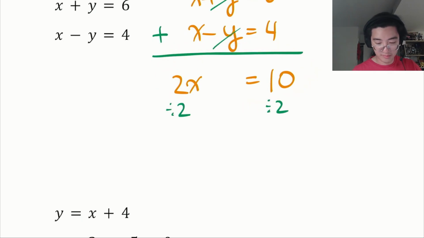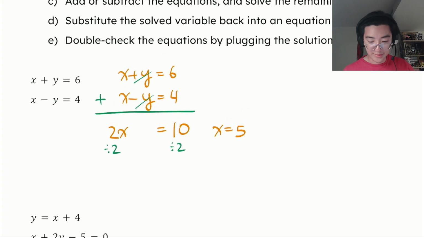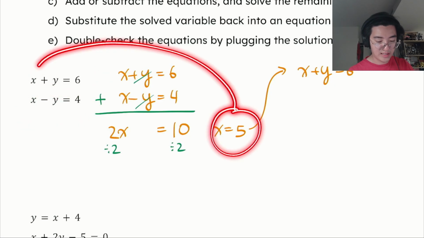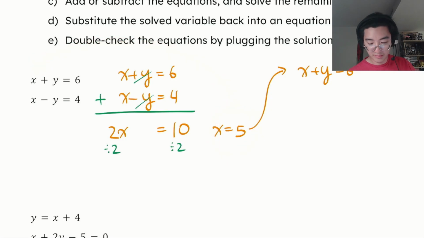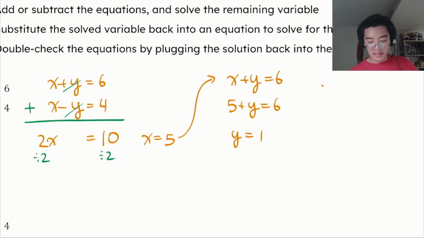Divide both sides by 2 to get x equal to 5. Okay, now that we found x, let's find y. To find y, all I have to do is plug it into an equation. We can pick either of those equations, it doesn't really matter. So let's plug this 5 into the equation to find y. 5 plus y equals 6, so y must be 1. And that's it: x is 5, y is 1.